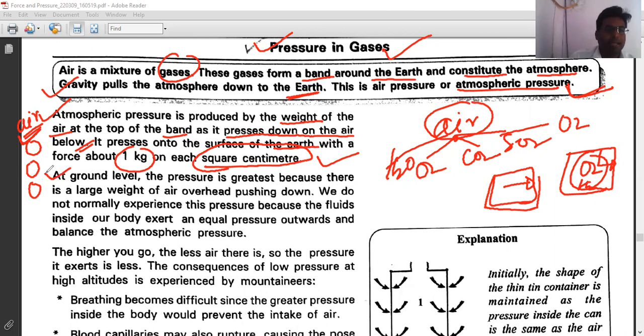And next, at ground level, pressure is greatest because there is a large weight of air overhead pushing down. We do not normally experience this pressure because the fluid inside our body exerts an equal pressure outward, right? The balance is done by atmospheric pressure.